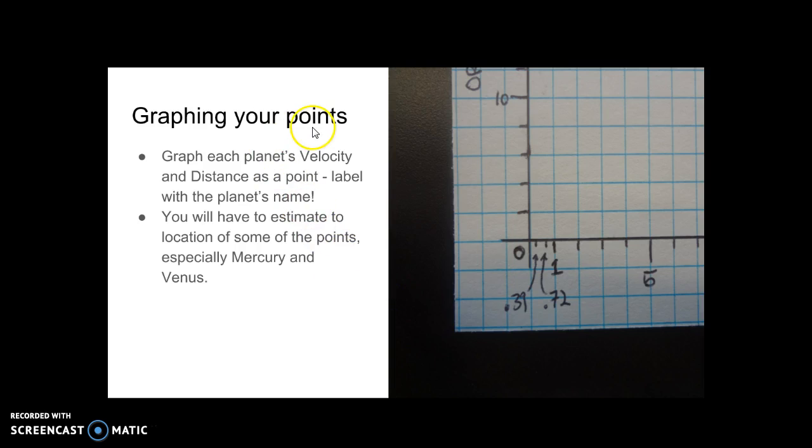When you go to graph your points, you will graph each planet's velocity and distance as the point. Please label it with the planet's name so you know what planet you're looking at. This is the important part. You will have to estimate the location of some of the points, especially starting with Mercury and Venus. Okay, you can see that I've made some little lines on here to show that Mercury is at 0.39 AUs, Venus is at 0.72 AUs. You don't have to make these lines. I just want you to see how I'm estimating where they fall in between the lines of 0 and 1.